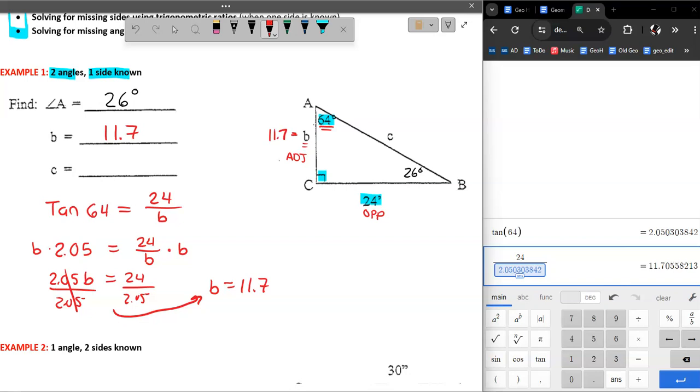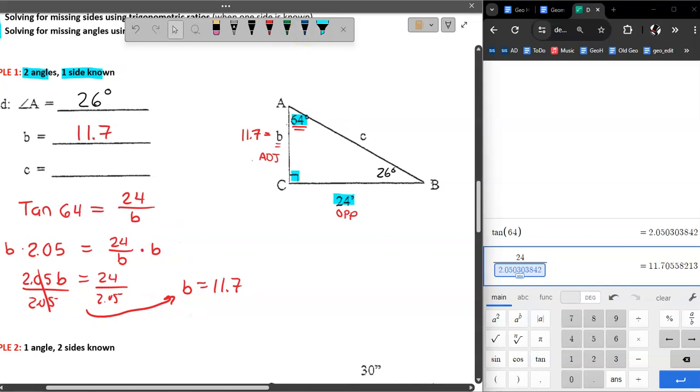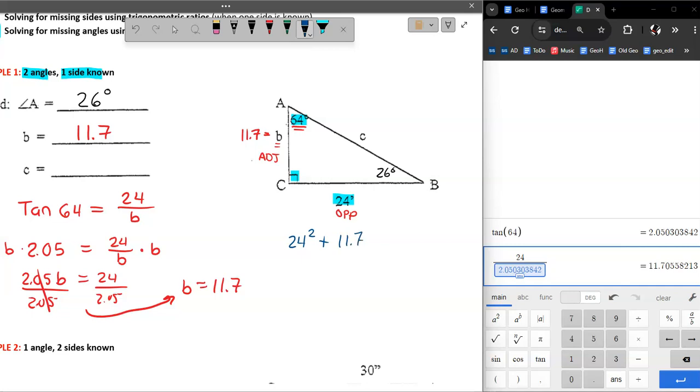Now to figure out the final side length, we actually have two choices. One choice is we can set up another trig ratio. Maybe let's say sine of 64 equals 24 over C. So if you want to go that route, be my guest. However, since we know two side lengths, probably a simpler way of doing this would be using the Pythagorean theorem. 24 squared plus 11.7 squared equals, and since this is my hypotenuse, that's why it's going to be by itself.